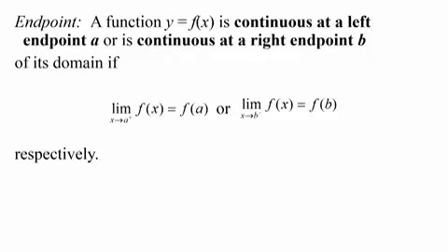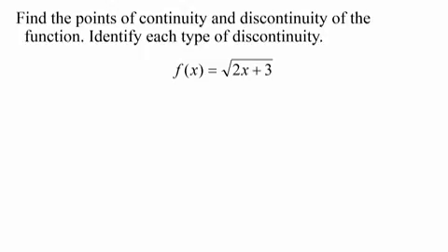Let's try an example. Find the points of continuity and discontinuity of the function. Identify each type of discontinuity. Our function is f of x equals square root of 2x plus 3. Let's first start by finding the domain of our function. The domain of function f would be the interval from -3/2 to positive infinity.